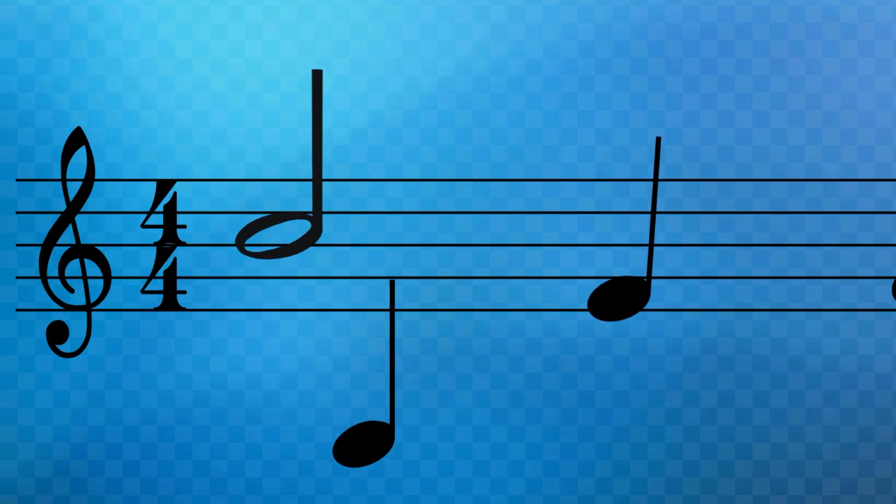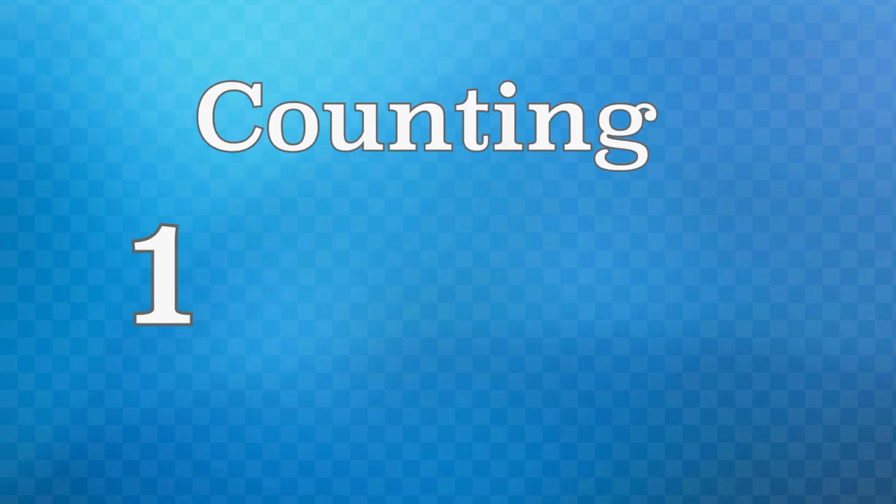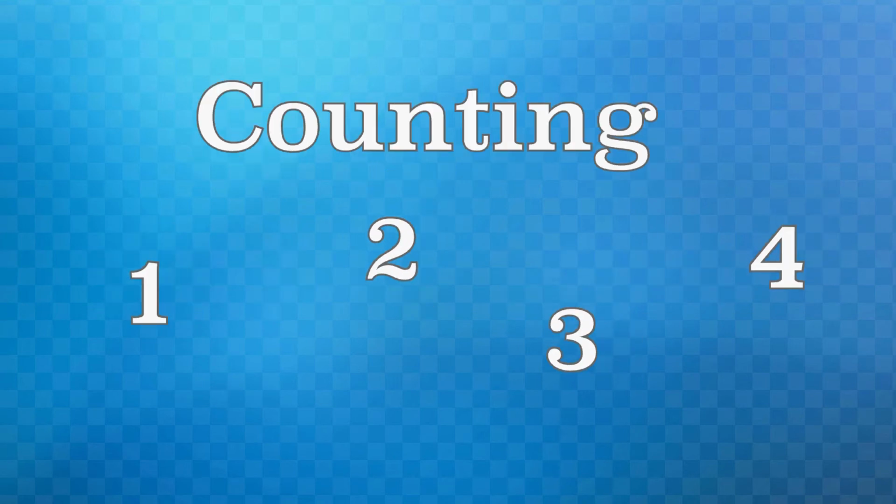Once we know the duration, we can add them to our measures. We can group these patterns any way we like. So how do we play these? I suggest counting your beats out loud. Example, a whole note is a total of 4 beats in 4/4. So we're going to count to 4, making sure the note rings for the full 4 beats.